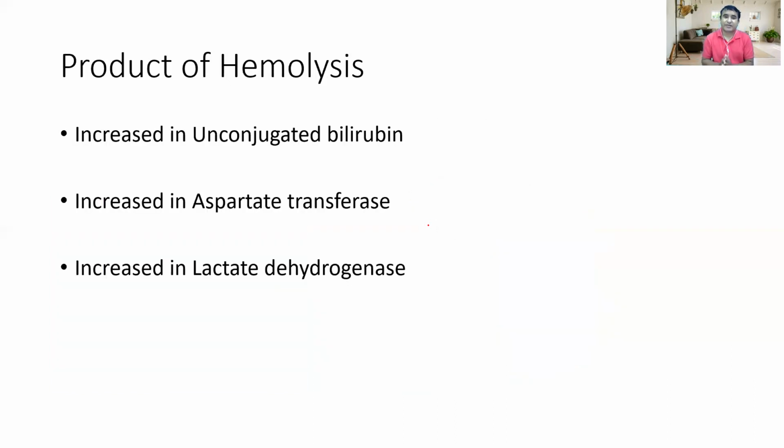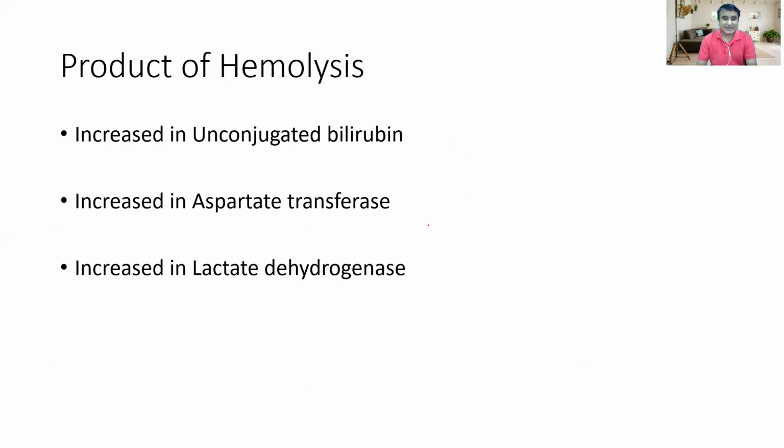Then what are the products of hemolysis? As you know, once the hemoglobin gets released in the spleen, it ultimately gets converted into biliverdin and then bilirubin. So bilirubin is a byproduct of hemoglobin metabolism. That's why you will get more unconjugated bilirubin in a patient with hemolytic anemia.